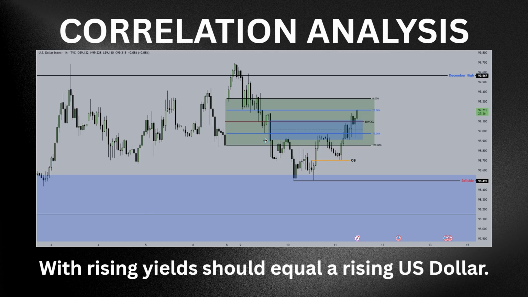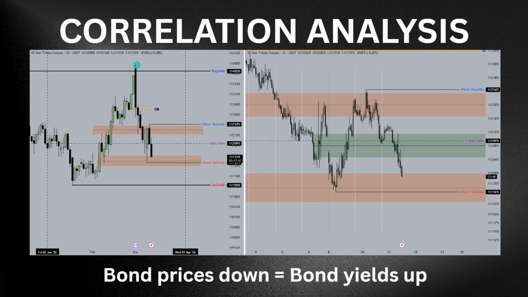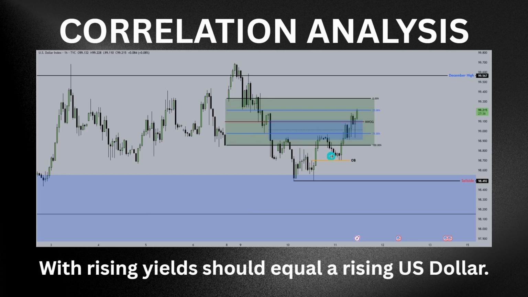Now moving over to the United States dollar, rising yields should equal a rising US dollar. So if we've got the bond prices going down, which means that yields will be inverted and going up, aiming for its respective liquidity, which would be up here in the form of buy side, then we should expect the United States dollar to rise with the yields, which is exactly what we see.